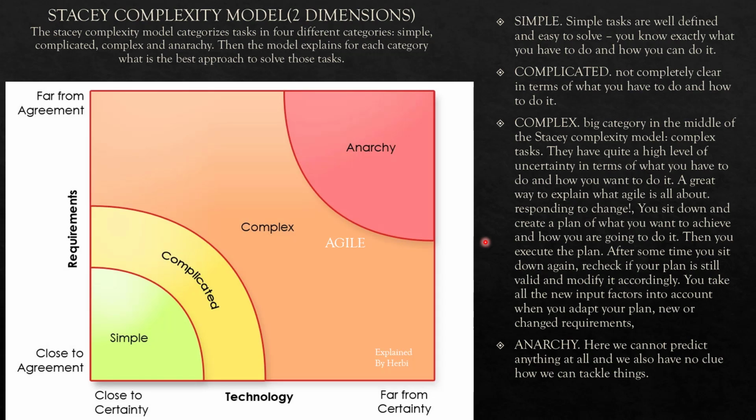In the Stacey matrix, it is a two-dimensional model, so you have two unknowns: one is requirements and one is technology. If you see on the diagram, on this axis you have requirements, where close to agreement means it is more known to us, and close to this is technology. So the more you know, the simpler the project is. The more is unknown, it becomes complicated, and then it goes to complex and then anarchy.